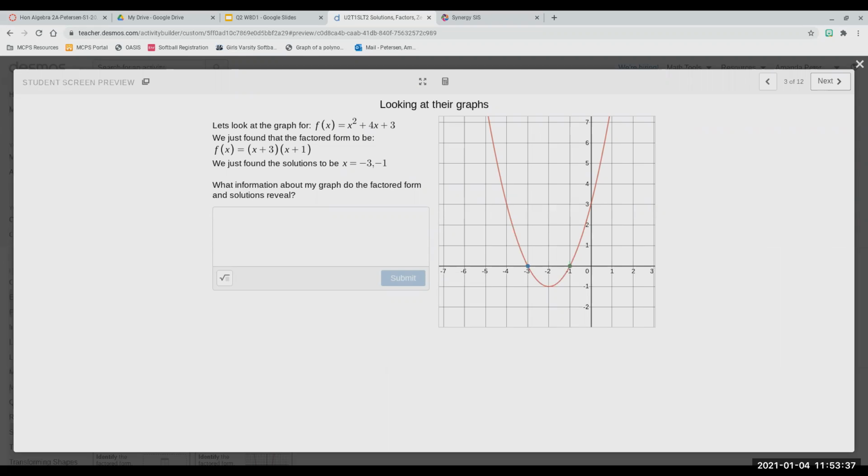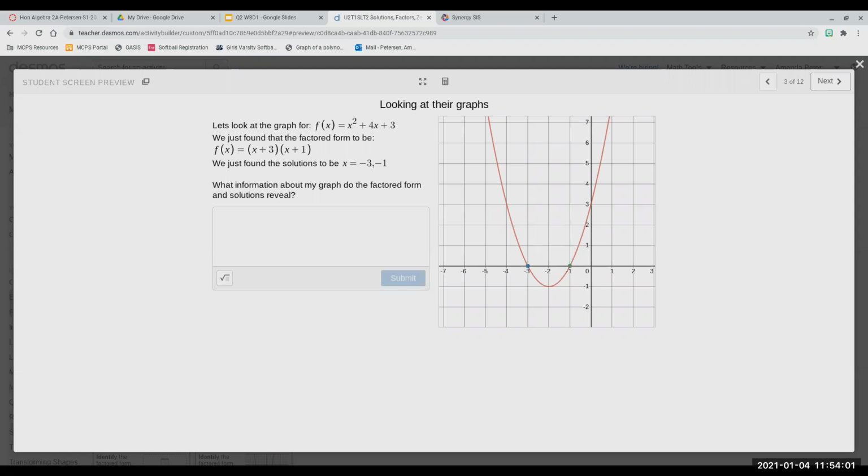So x squared plus 4x plus 3 is one of the functions we did. It's the second one. And we found the factored form to be (x plus 3)(x plus 1). And then the solutions were x equals -3, -1. Go ahead and pause the video and answer the question: what information about my graph do the factored form and solutions reveal?